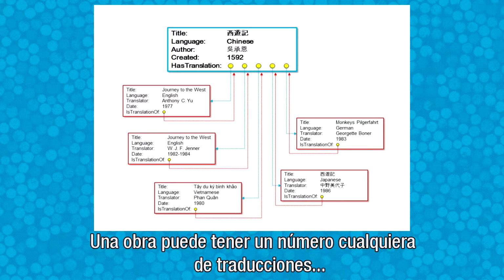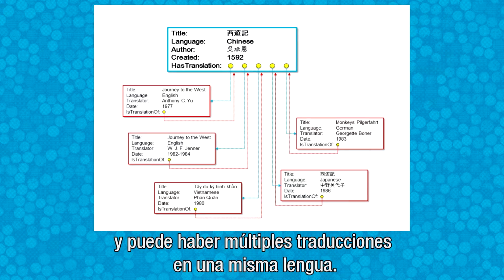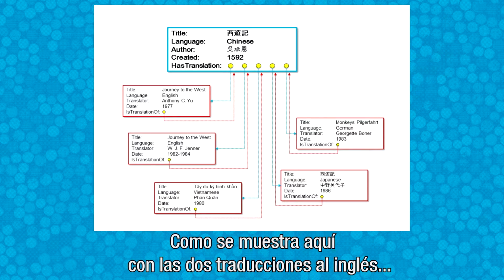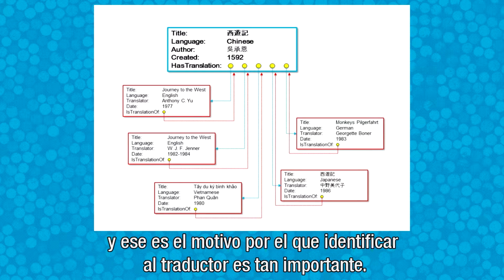A work can have any number of translations, and there can be multiple translations into the same language, as is shown here with the two English translations, and that's why identifying the translator is so important.